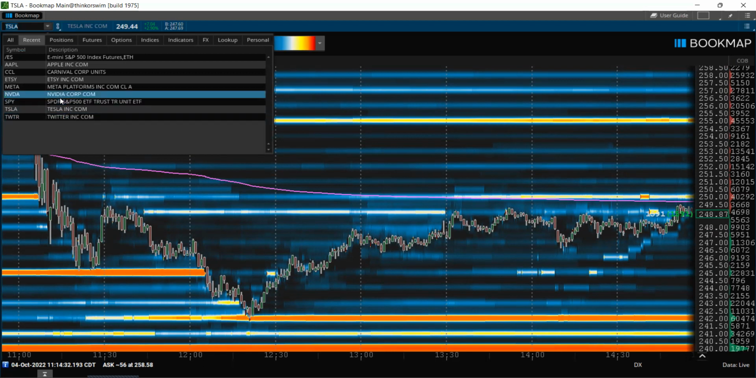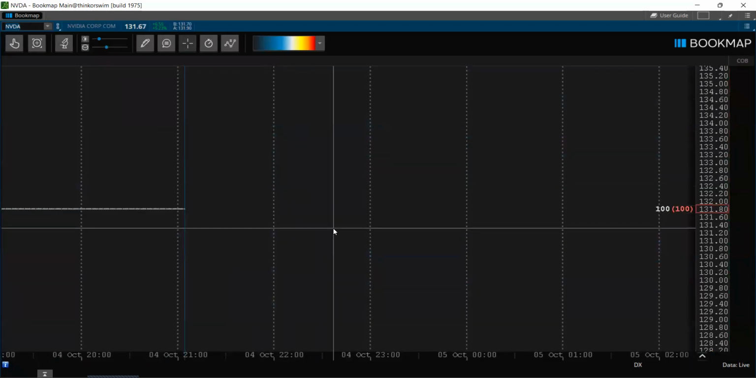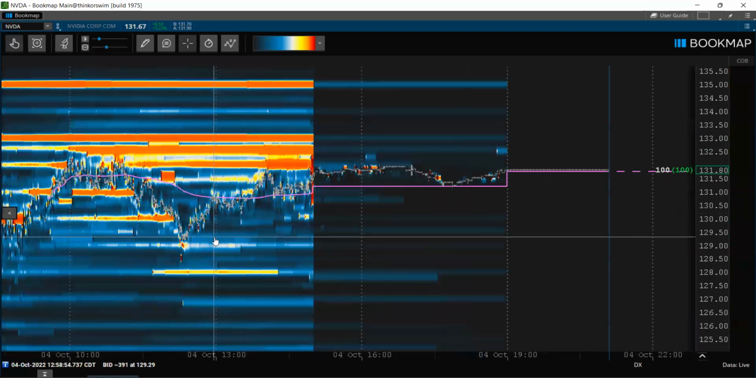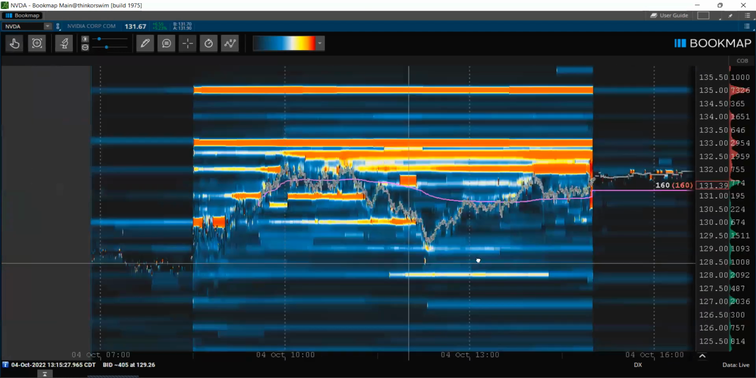What else was sticking out? Let's check out NVIDIA. What we could have learned from NVIDIA. All right, so NVIDIA here.